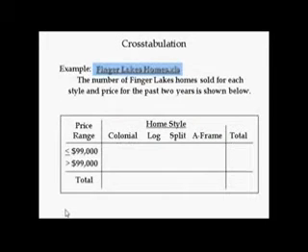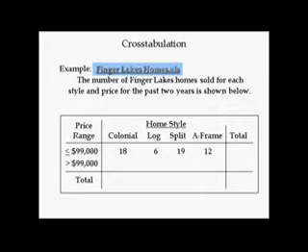The data for this example is contained in an Excel file called fingerlakeshomes.xls. There are two variables in this data set. One of them is a quantitative variable called price range. According to the cross-tabulation table, the intervals we chose are homes costing at most $99,000 and those costing more than $99,000. The other variable is qualitative. Homes sold in Finger Lakes are either colonial, log, split, or A-frame.